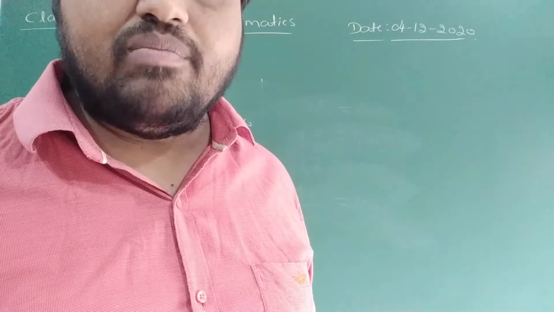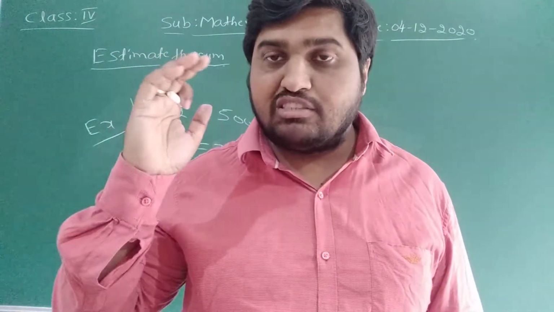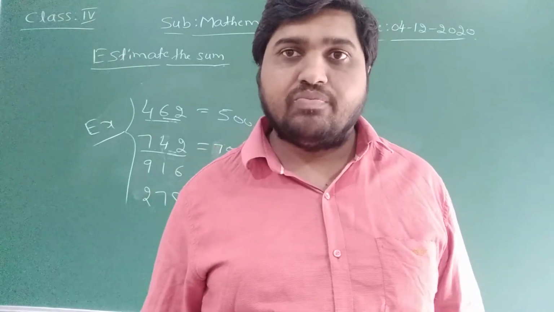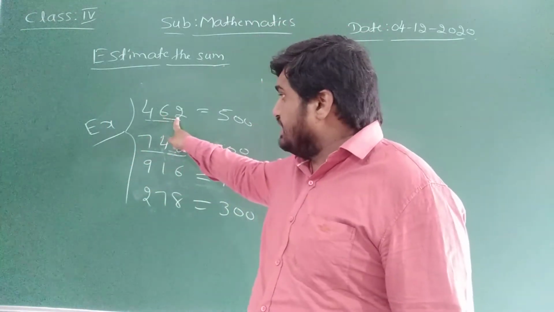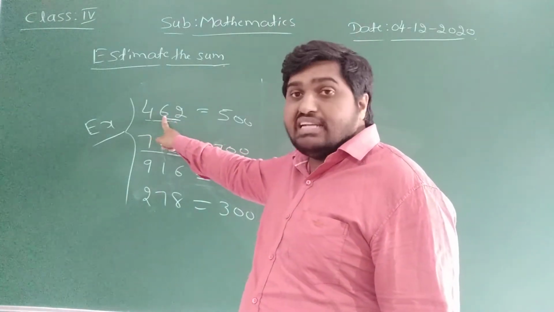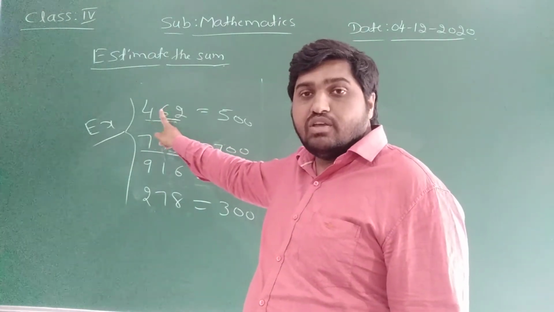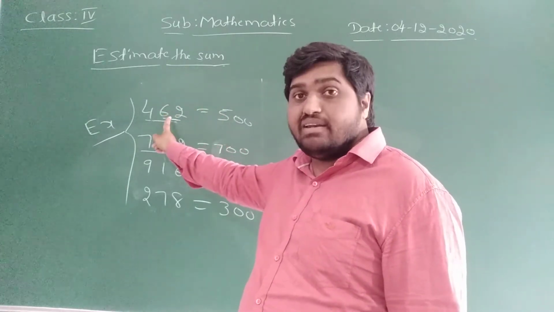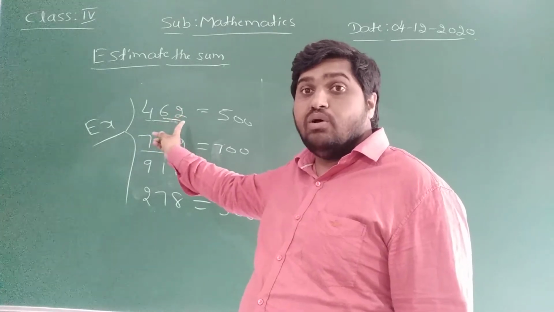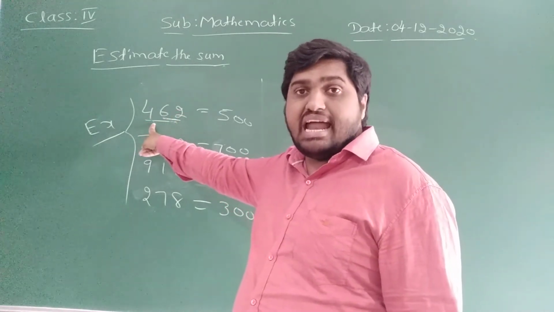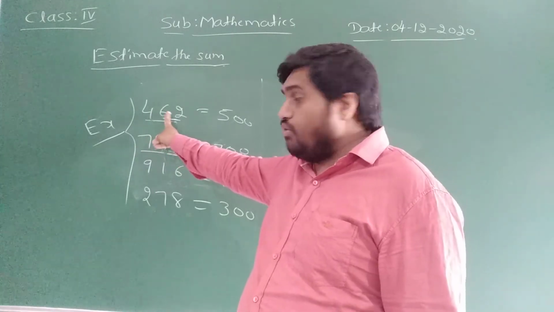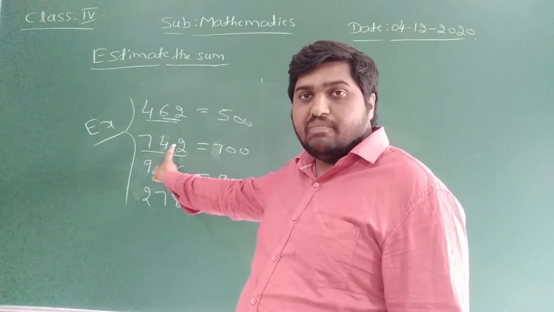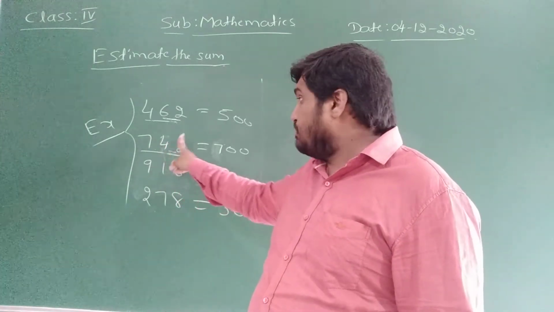Okay, see children, how to round off? If it is 50 or more, then you have to go to the nearest 100. For example, 462 is more than 450, so you have to estimate it as 500. If it is less than 450, then you have to estimate 300. Sorry, 400 here. See, 742 is less than 750. Less than 750 means you have to estimate it as 700.